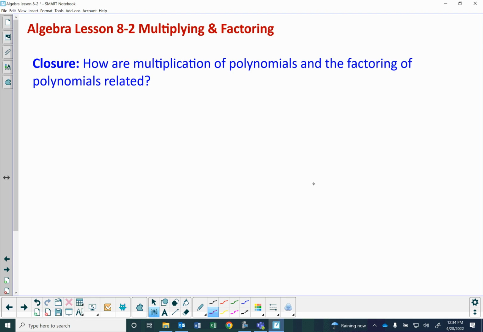So our closure question for today: how are multiplication of polynomials and the factoring of polynomials related? How are they related? How is multiplying and factoring polynomials related?